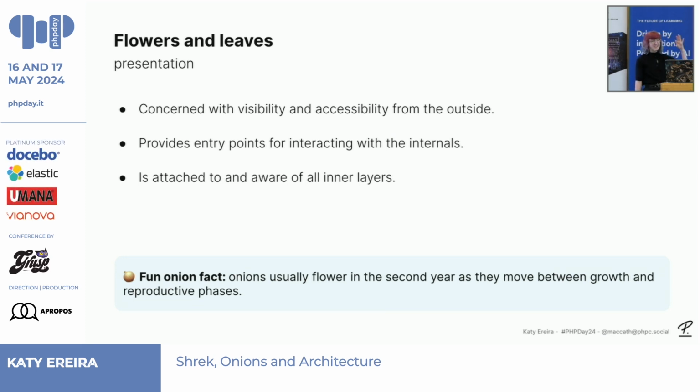So as I said, our flowers and our leaves are our presentation layer. They are above the ground, they grow out of the ground, and it's what we see of the onion when it's growing. We don't see anything under the ground.